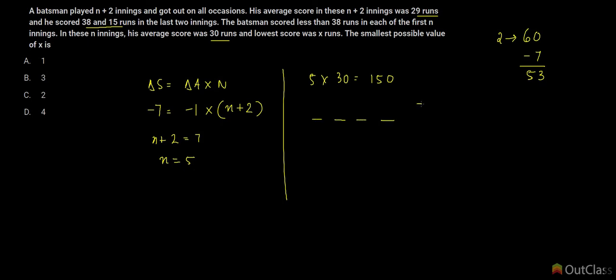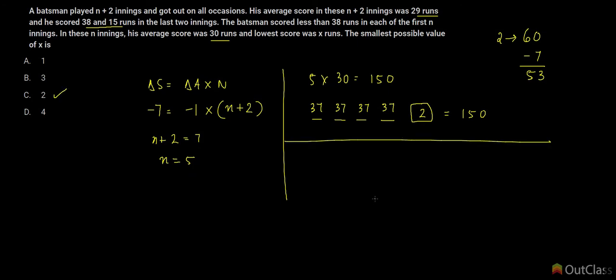What is the lowest value among the 5? You maximize the other 4 and put 37 because the question says less than 38. And you'll see that these 4 add up to 148. So the last one would be 2 to sum up to 150. And 2 would be the answer.